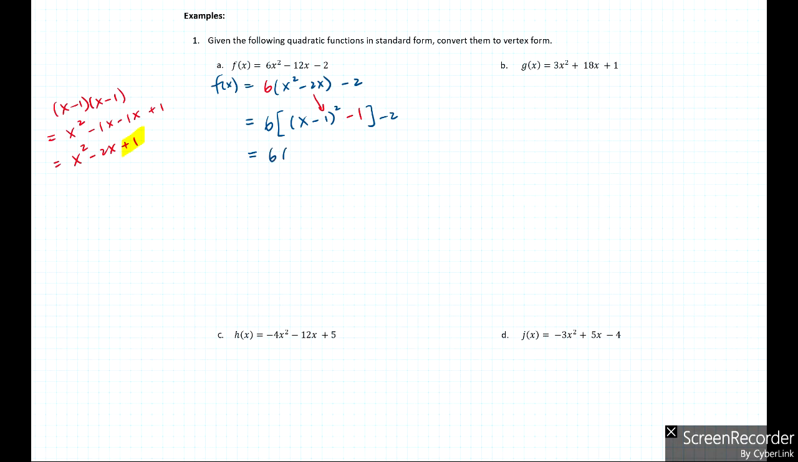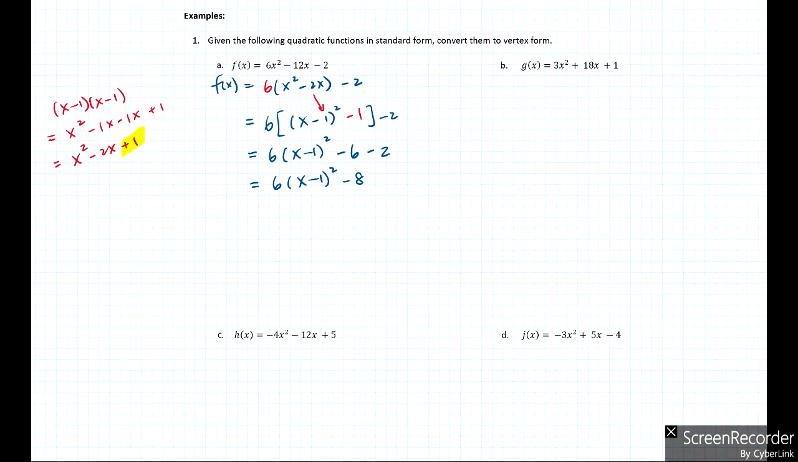So we really would have 6 times (x minus 1) squared, and then 6 times negative 1, which becomes minus 6. Make sure you go through the distribution. And that minus 2, we just carry along. So altogether, we would have 6 times (x minus 1) squared minus 8. And now that's going to be the vertex form that we're looking for.